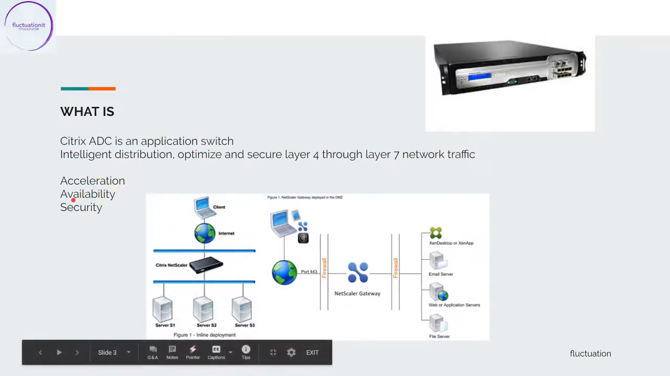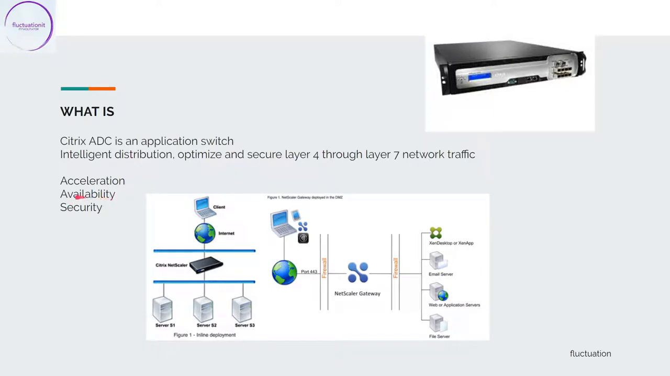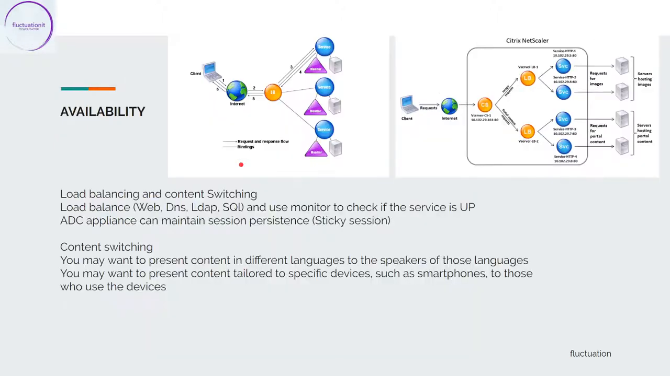The second thing is availability. Availability is one of the most important things, and then security. So these are the three aspects. We'll cover all of the features that Netscaler gives you. And remember that Netscaler depends on your license, so maybe you will not have all these features. It depends on the license.